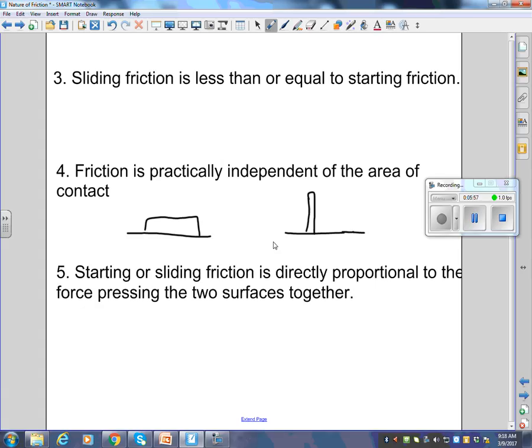Starting or sliding friction is directly proportional to the force pressing the two surfaces together. Most of the time, that's equal to the weight force, right? Most of the time, the weight force and the normal force are equal to each other. When you get onto ramps and other things like that, then you get some issues, so we'll deal with those individually. But generally, starting or sliding friction is directly proportional to the force pressing the two surfaces together, usually caused by the mass, the weight force.